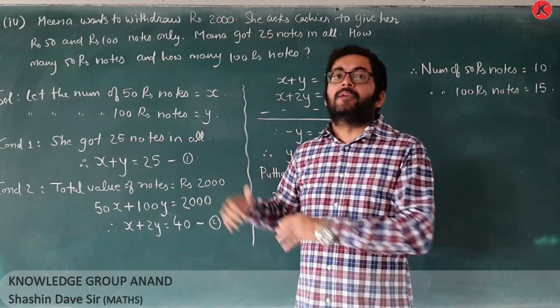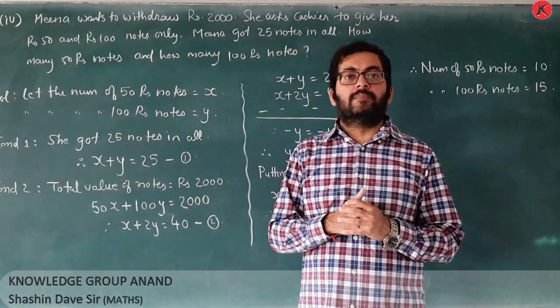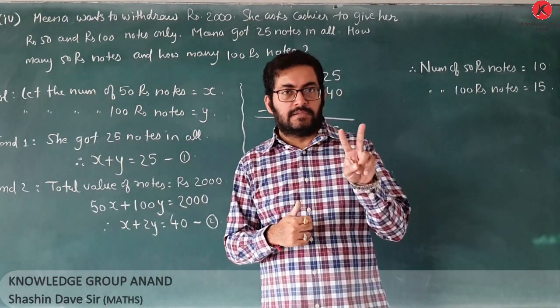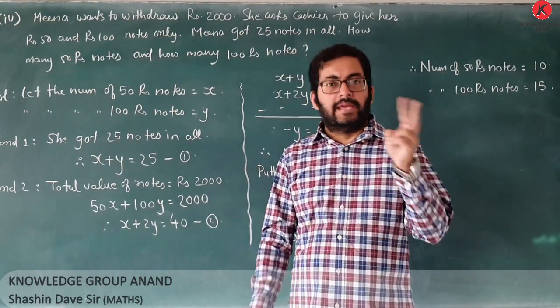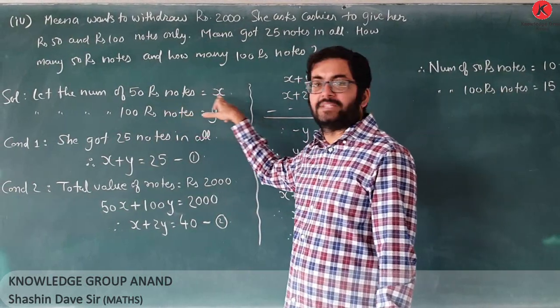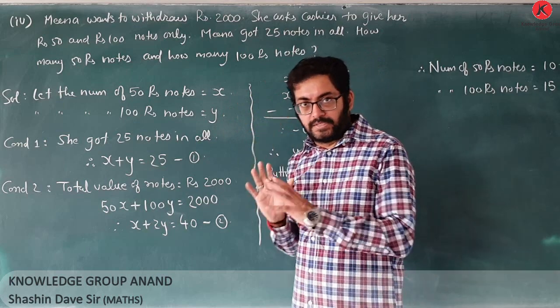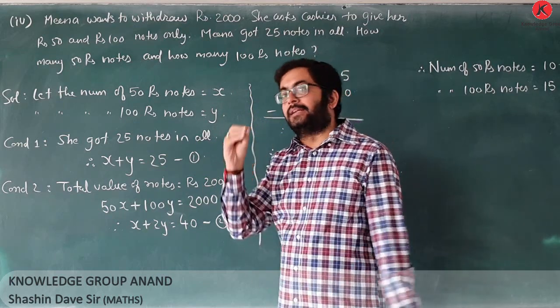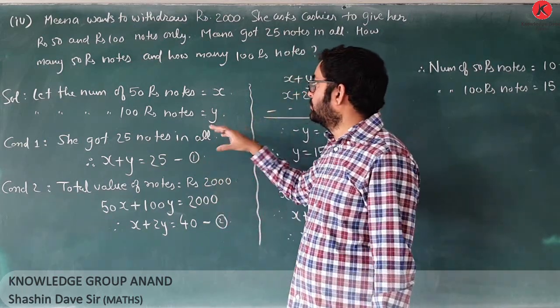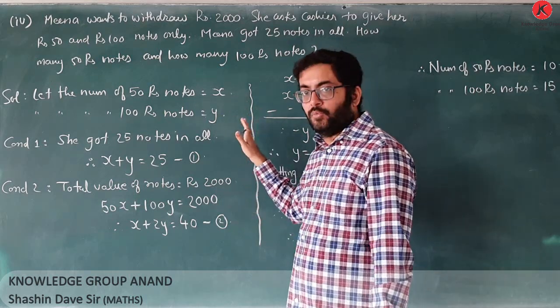Using this data, we need to find how many are 50 rupees notes and how many are 100 rupees notes. So we need to find two things: how many 50 rupees notes, how many 100 rupees notes. So we will take the number of 50 rupees notes as x and the number of 100 rupees notes as y. So once again, what is our supposition? Let the number of 50 rupees notes be x and let the number of 100 rupees notes be y.